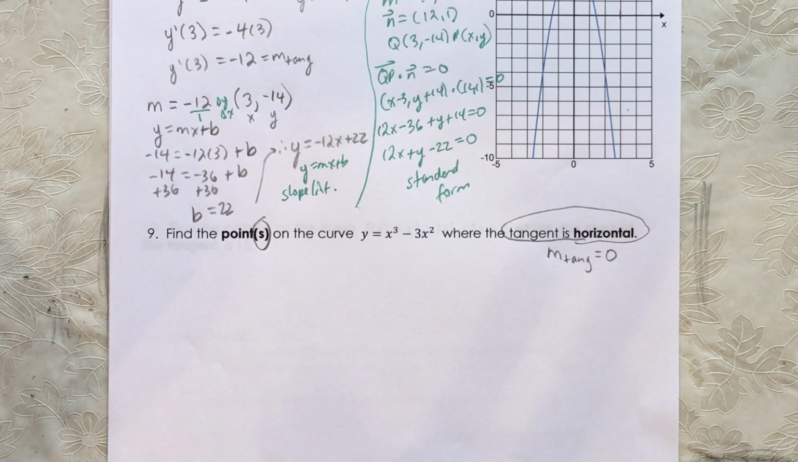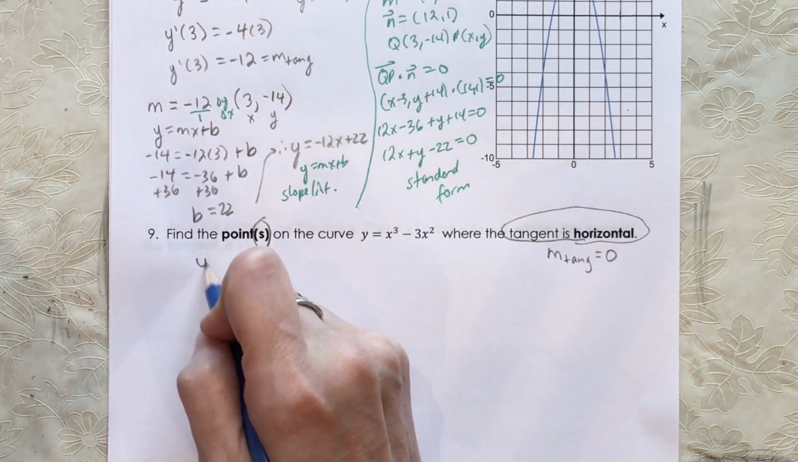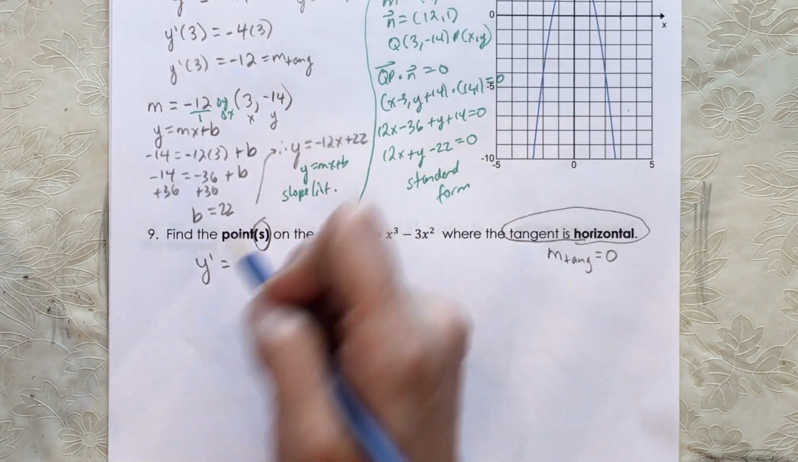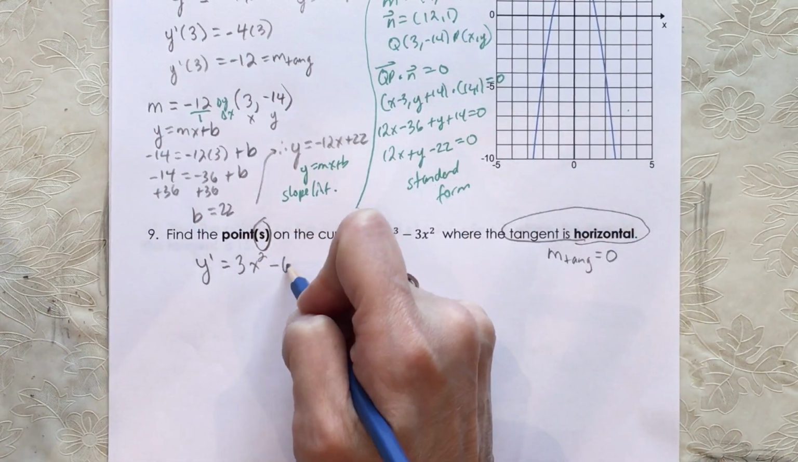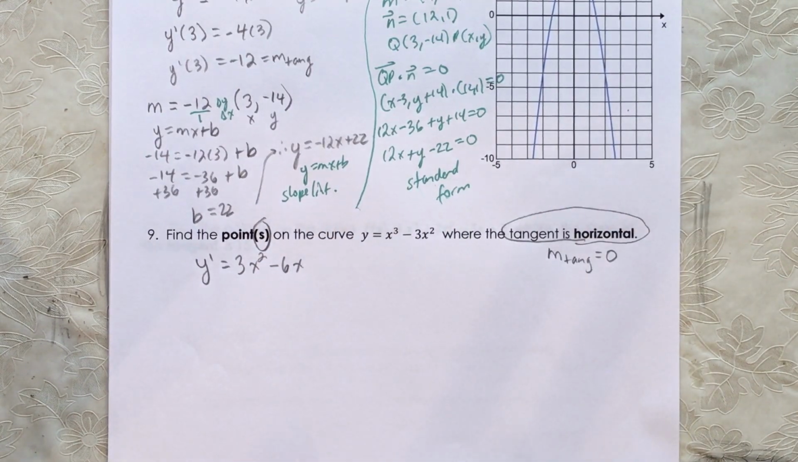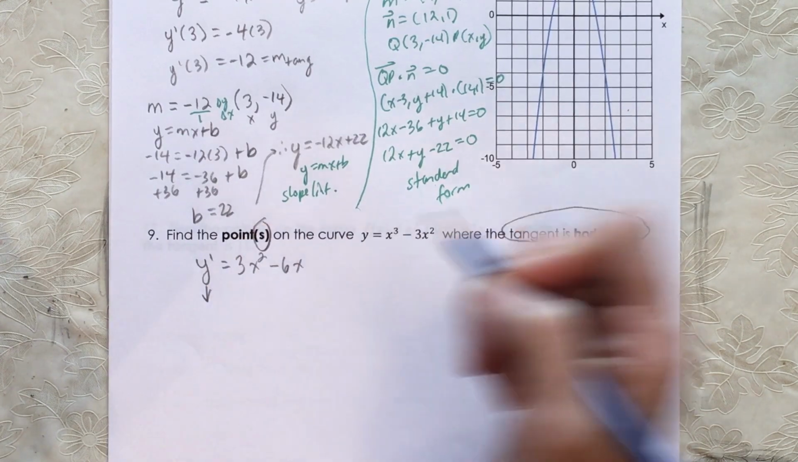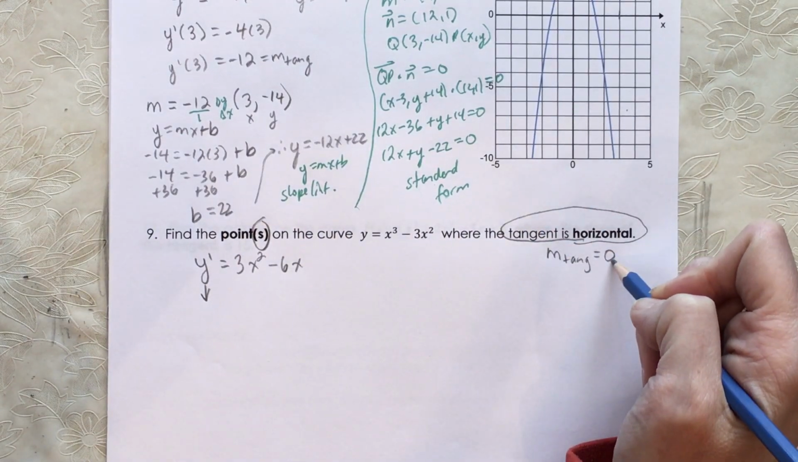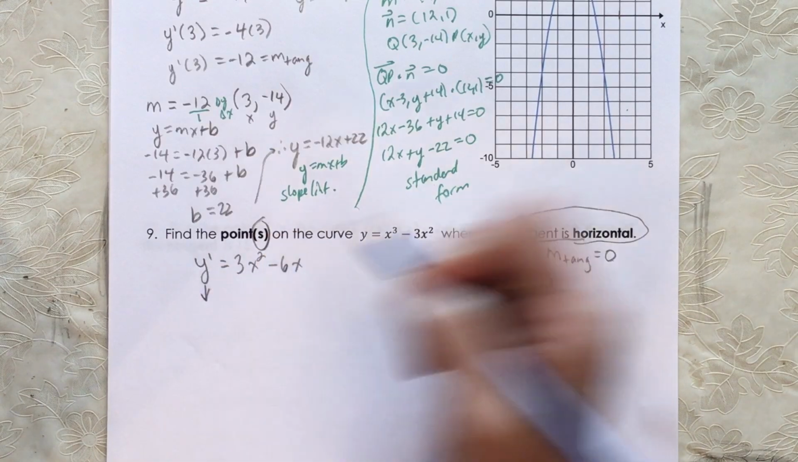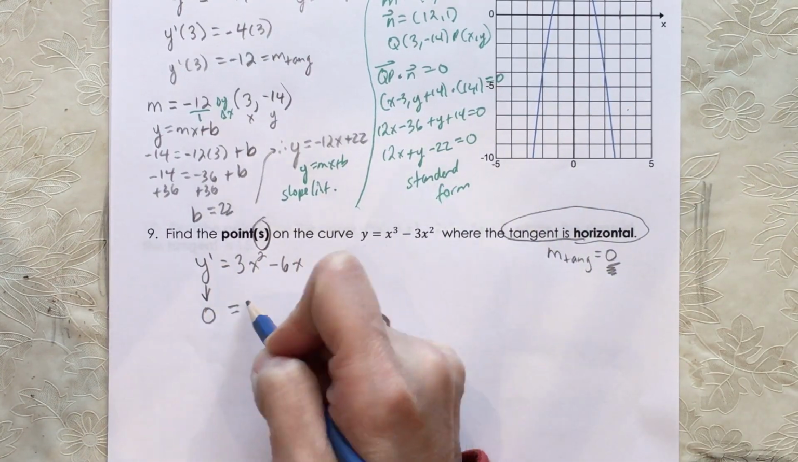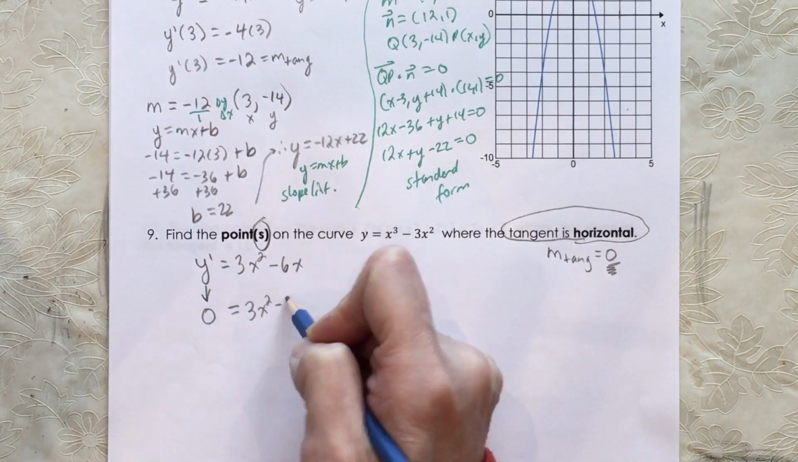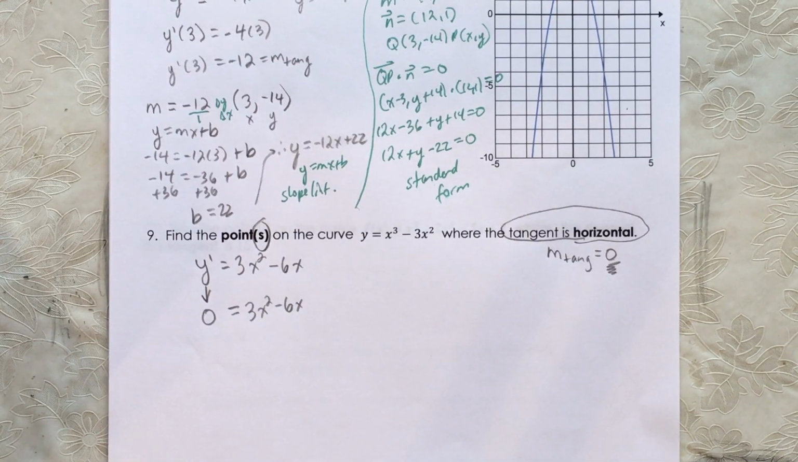So the first thing I do after knowing y would be to find the derivative, y prime. So that's going to give me 3x squared minus 6x using the power rule. But they want me to find where the tangent is horizontal. So y prime means slope of the tangent anywhere, but specifically I want to know where it's equal to 0. So I can replace y prime with 0, and then I want to find the value or values of x where the slope of the tangent is 0.